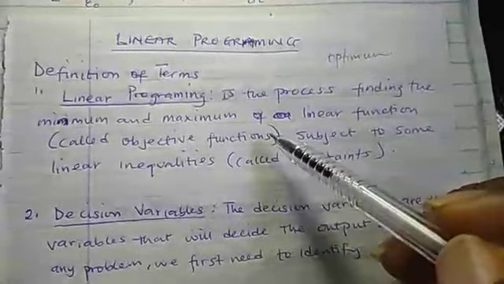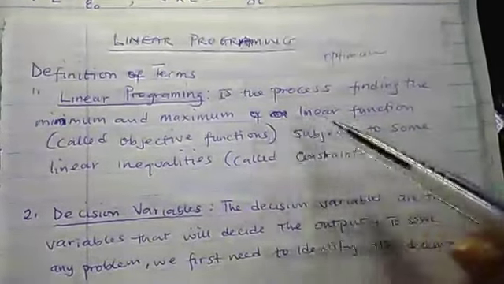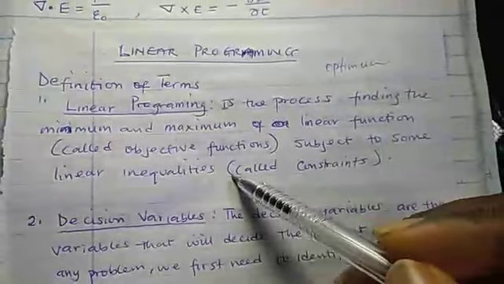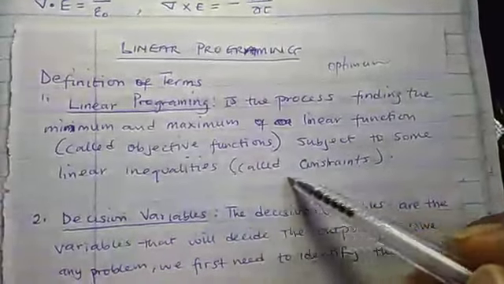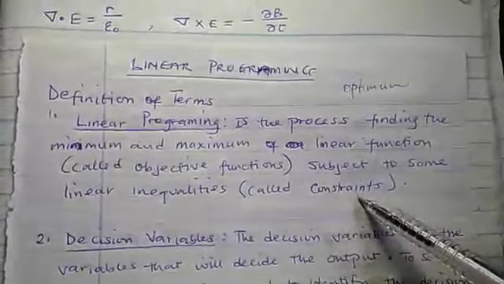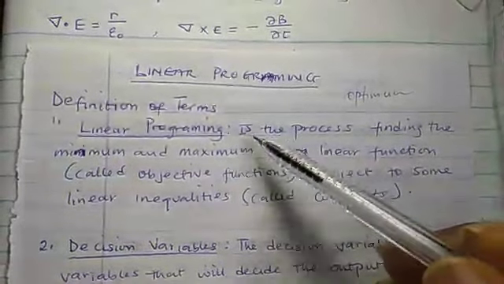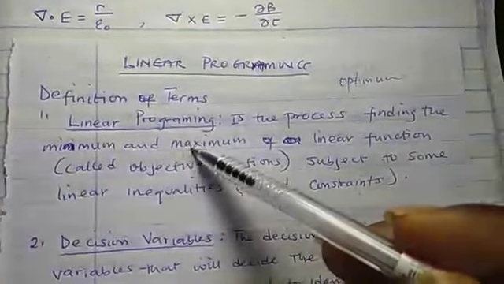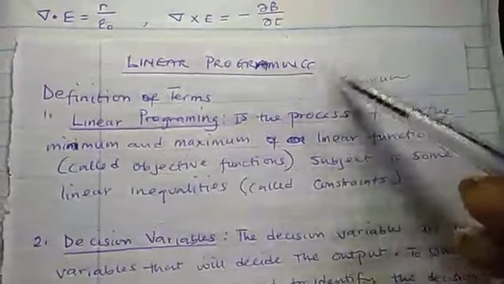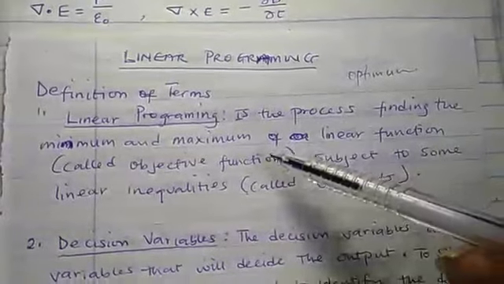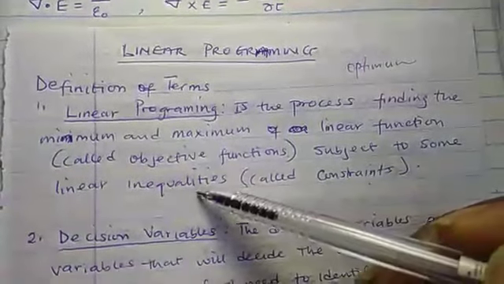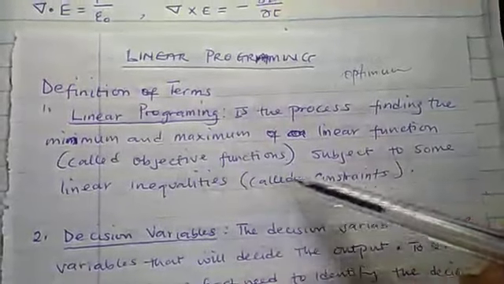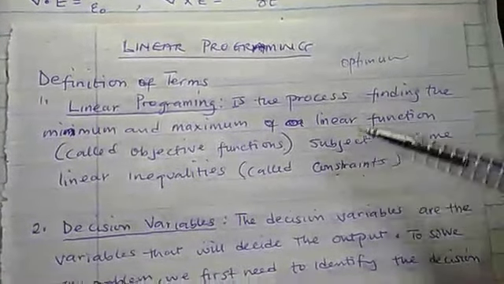That linear function is called the objective function, subject to some linear inequalities. Those linear inequalities are called constraints. So we want to find the minimum and maximum of a certain objective function with respect to some other linear functions, which we call constraints.